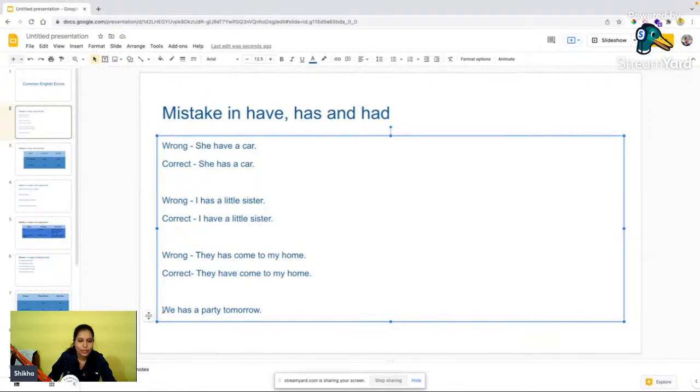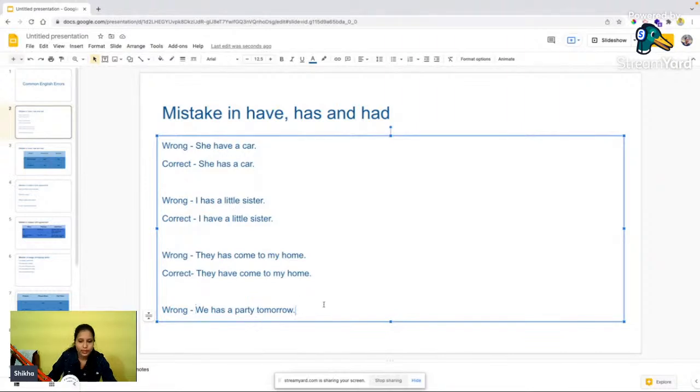You might know by now what the mistake is here. "We has a party tomorrow." Yeah, this is such an incorrect sentence and it sounds so bad just because there is one error in it. So this is wrong. Can you tell me what the error is here? Again, the error is in the "to have" form of the verb.